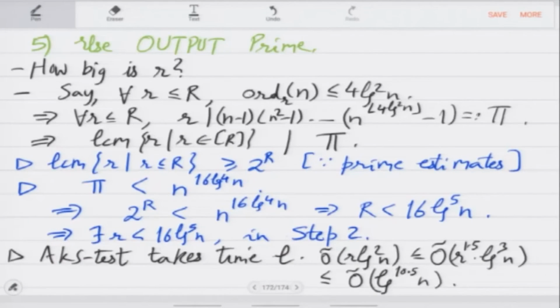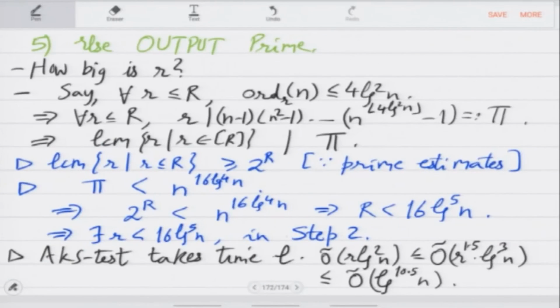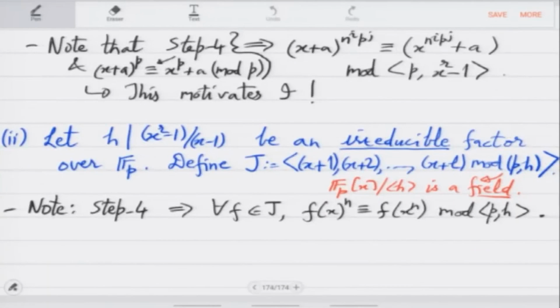What is step 4 congruence? It is this: (x plus a) to the n, (x plus 1) to the n, congruent to x to the n plus a, x to the n plus 1 mod (p, h), right? P divides n, h divides x to the r minus 1. So, that congruence is true for f equal to x plus 1, it is true for x plus 2, but then you can also multiply these two, and then you get this congruence to be true for (x plus 1) times (x plus 2) and so on. You can multiply as many times as you like. So, this motivates J.